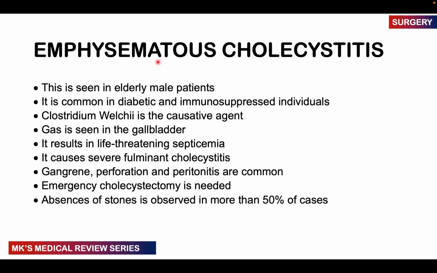Then I want us to also talk about emphysematous cholecystitis. This is very commonly seen in elderly patients. It's seen in diabetic patients. It's also seen in patients that are immunosuppressed. The causative agent is Clostridium welchii, and here that's where you get gas in the gallbladder. This can actually result in a life-threatening type of septicemia, and it's considered an emergency. It may cause severe fulminant cholecystitis, gangrene, perforation, or peritonitis, and so an emergency cholecystectomy is actually needed.